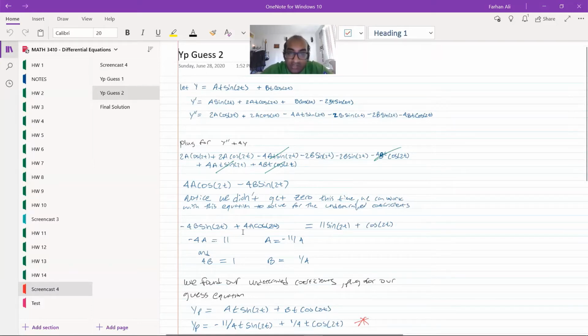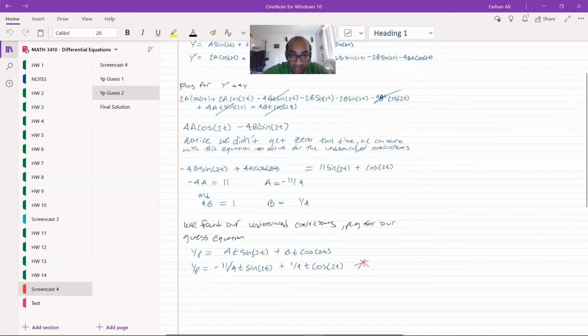I'm going to rearrange it so it actually looks just like our right side of the equation. Here, we set them equal to each other, and we can solve for these undetermined coefficients that we're looking for. We can see that a is going to equal negative 11 over 4, and b is going to equal 1 over 4. So we take our original guess equation, and then we drop in these now determined coefficient values for a and b. And this is actually our particular solution. But it's not our complete solution. This is just a particular solution that satisfies this question.